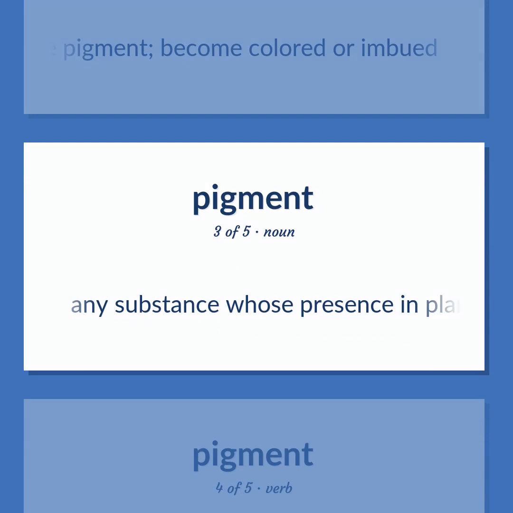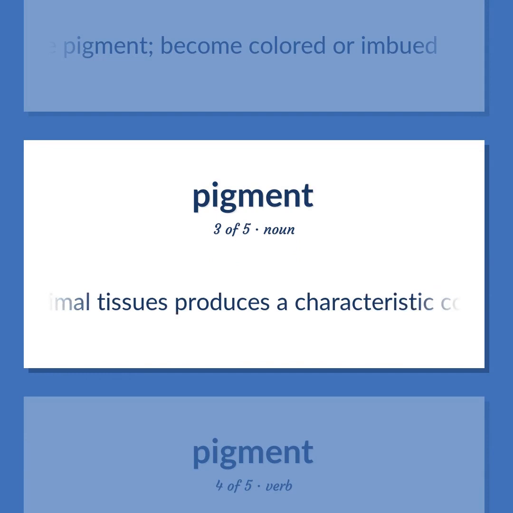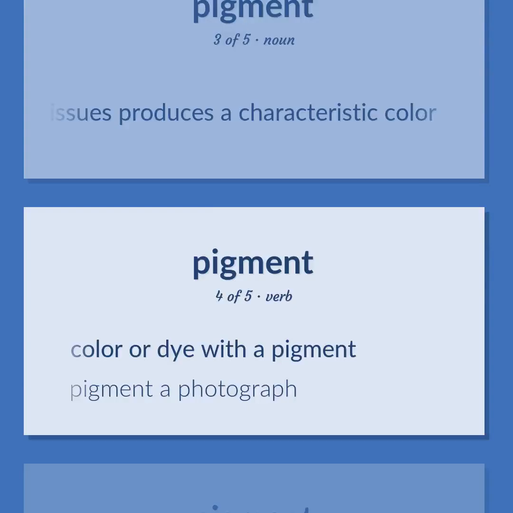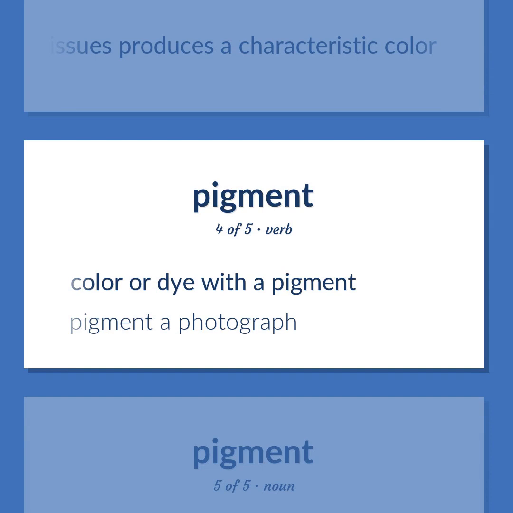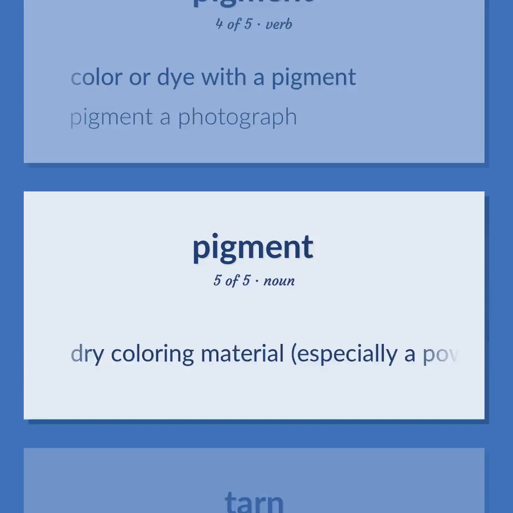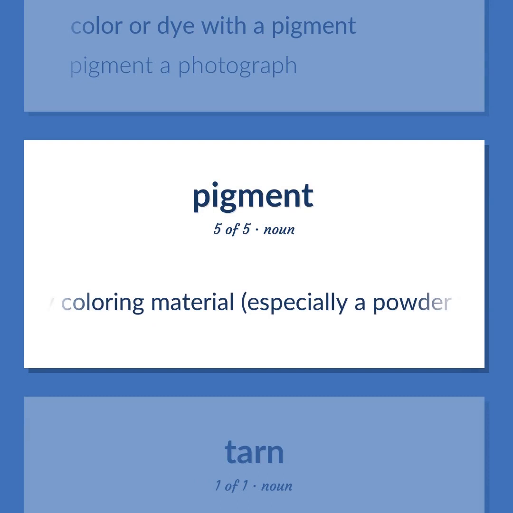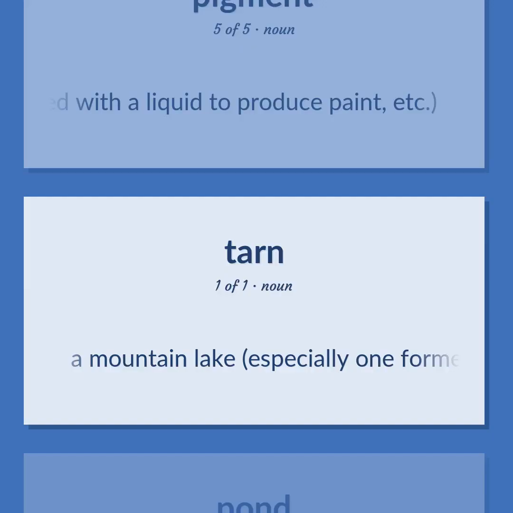Any substance whose presence in plant or animal tissues produces a characteristic color. Color or dye with a pigment. Pigment a photograph. Dry coloring material, especially a powder to be mixed with a liquid to produce paint, etc. A mountain lake, especially one formed by glaciers.